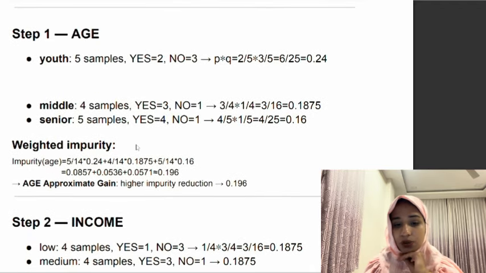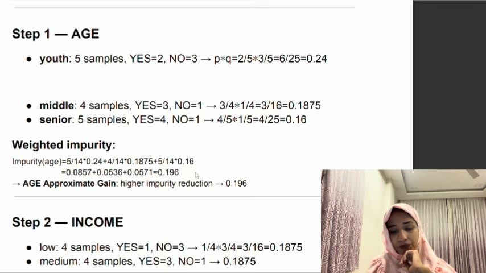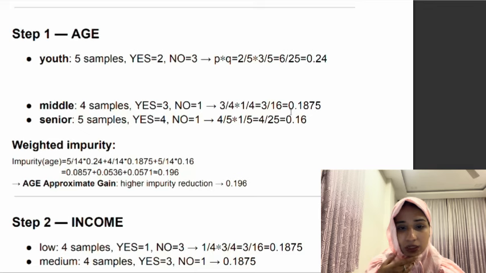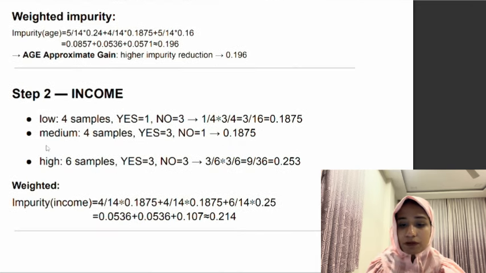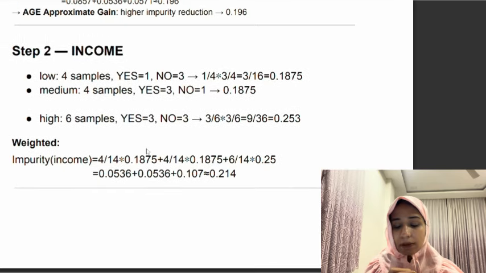So weighted impurity, that is the impurity of age, is 5 by 14 into 0.24, because we have 5 samples and total was 14. Similarly 4 by 14 and 5 by 14 into the respective values which we have calculated. So this is the weighted impurity. So for age, the approximate gain, the impurity reduction, is 0.196. Now step 2: similarly we'll calculate it for income, and then weighted will be 4 upon 14.